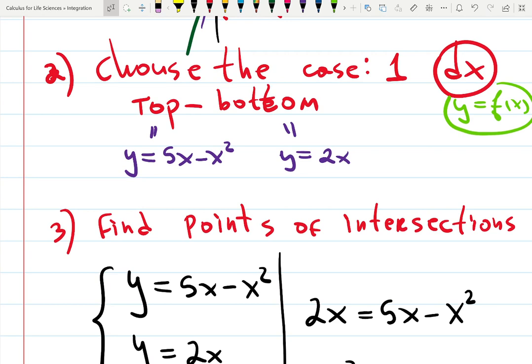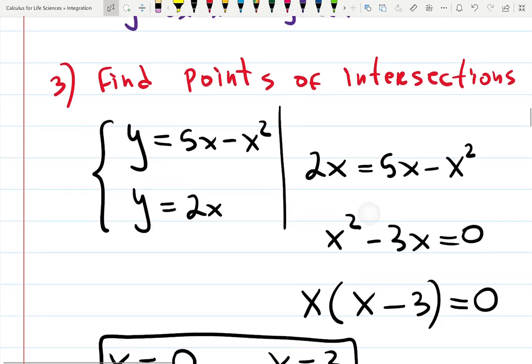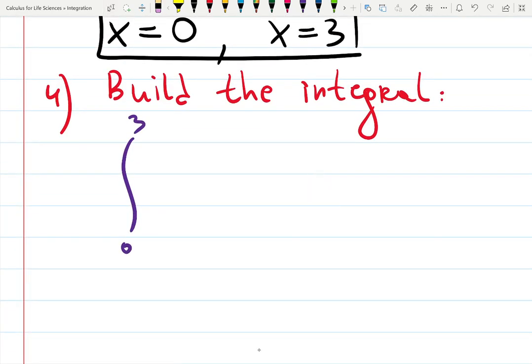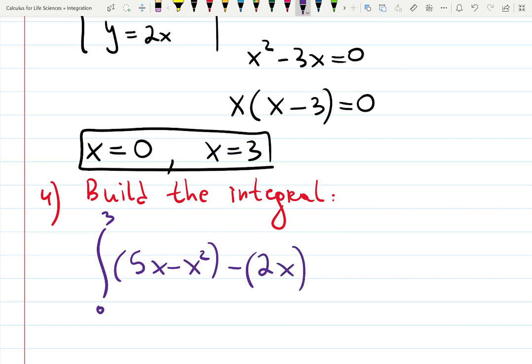If you mess up, your answer will be negative but correct, so you just need to switch it back. If your answer is negative, you probably messed up the order. The function at the top was 5x minus x squared. It should go first. 5x minus x squared minus, and the other function, put parentheses everywhere, was this line. It was at the bottom, dx. Top minus the bottom, from a function to a function, but on the x-axis from 0 to 3. Done.